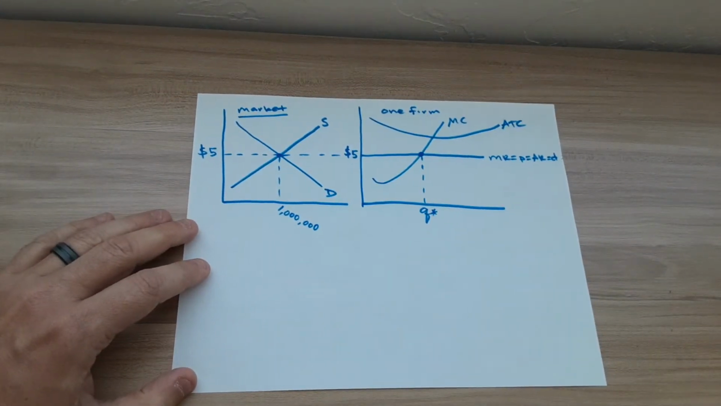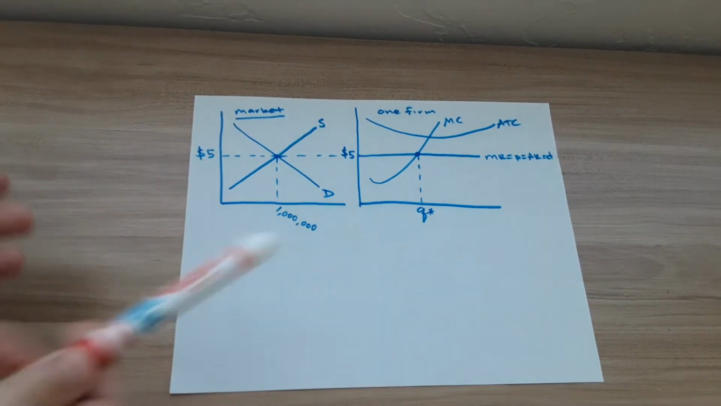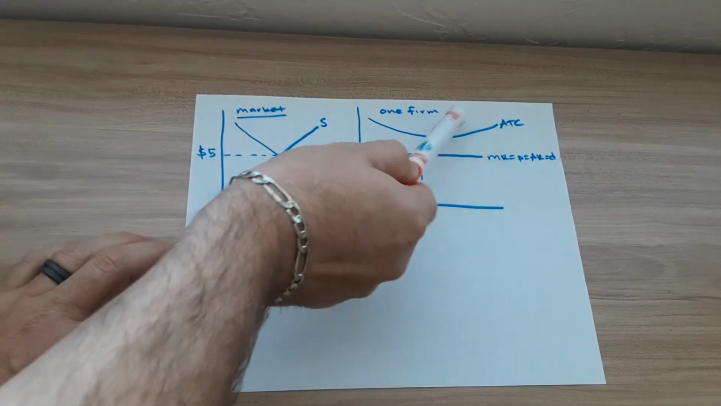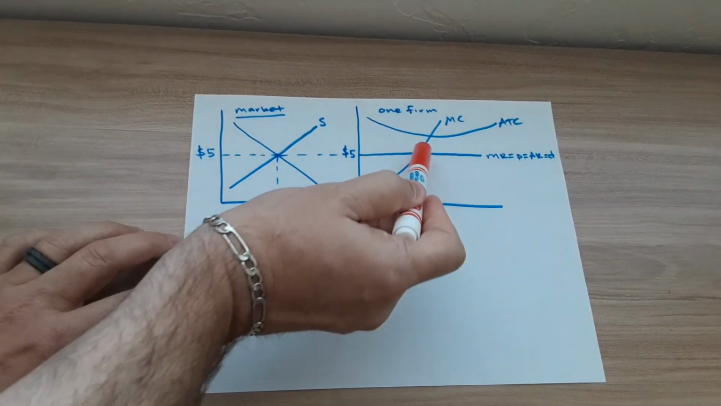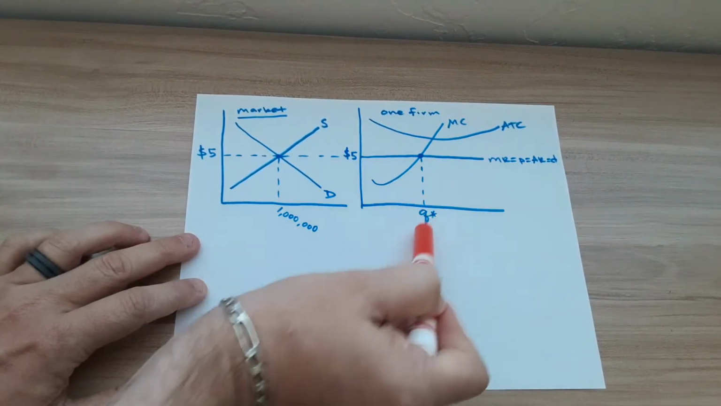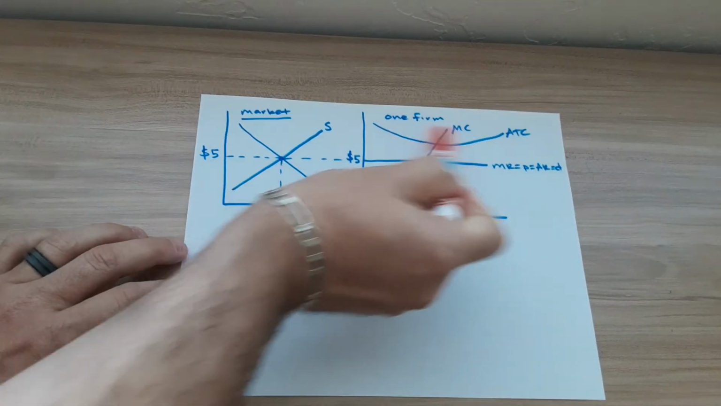Here's the same setup, except this time I put ATC way up here. Again, found the MR equals MC point. Again, that's the most important rule in economics. There's the point where MR equals MC. There's our quantity, Q star. This time I put ATC way up here.